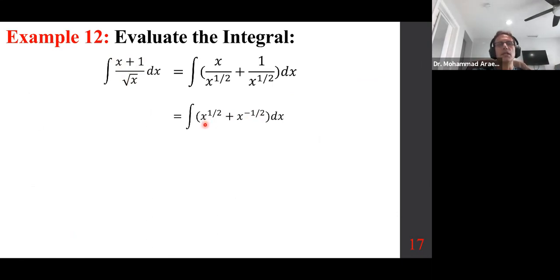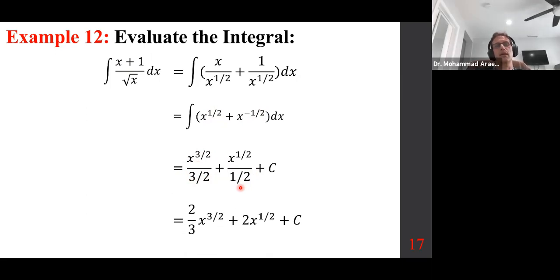Now, in this case, 1 over 1/2 plus 1, x to the power of 1/2 plus 1. In this case, 1 over negative 1/2 plus 1, x to the power of negative 1/2 plus 1, and a constant. 1/2 plus 1 is 3/2. So this one is 1 over 3/2, or 2/3. This one is 1 over 1/2, or 2. The point of this question is going from here to here algebraically in no time using the power rule.